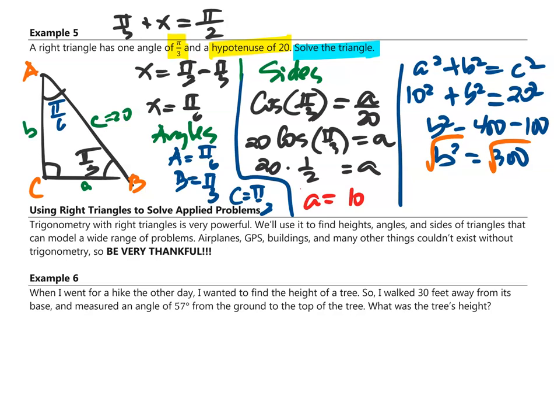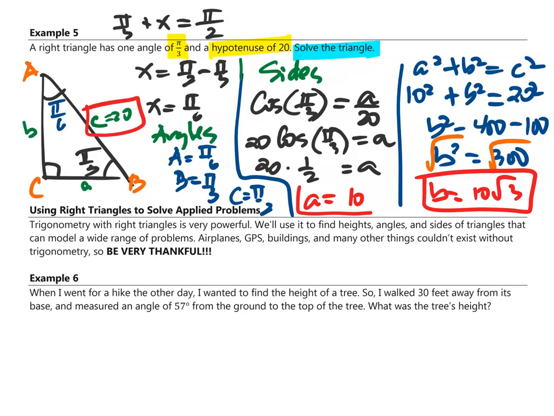So B is, 300 is 100 times 3. Square root of 100 is 10. So this is 10 square root of 3. So we have the three sides. A is equal to 10, B is equal to 10 square root of 3, and the hypotenuse given is 20. Okay.